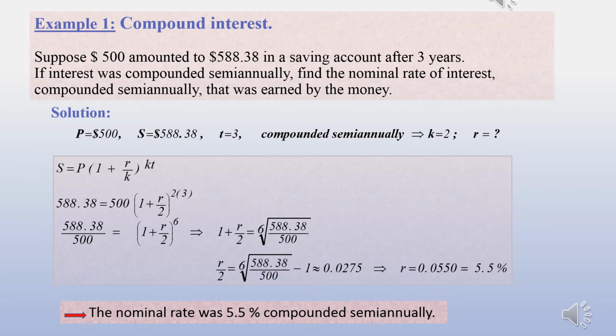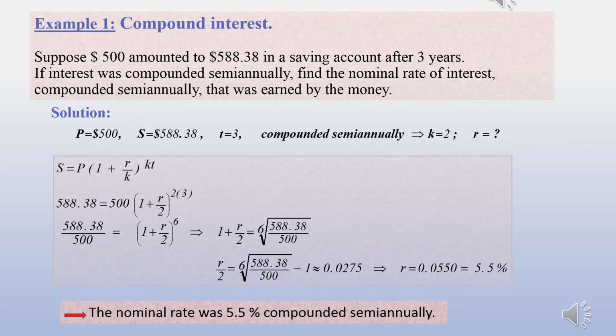From the first sentence, we get three of the variables. Variable P equal to 500, variable S equal to 588.38, and variable T equal to 3. In the next sentence, we have the variable K: if interest was compounded semi-annually, it means K equal to 2. Find the nominal rate of interest, find R. So now we have all 5 variables, where one variable is unknown. We are going to find the value of R here.